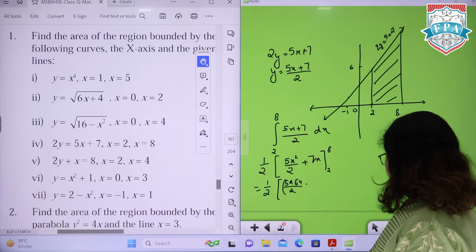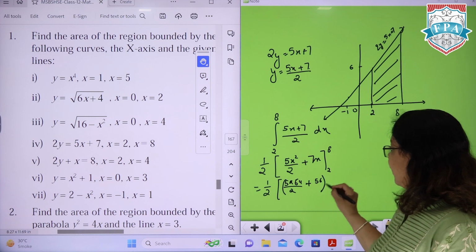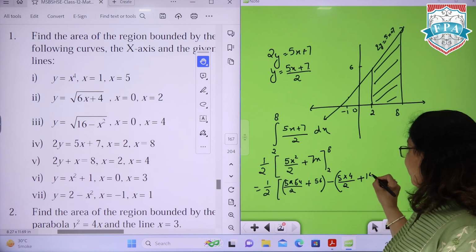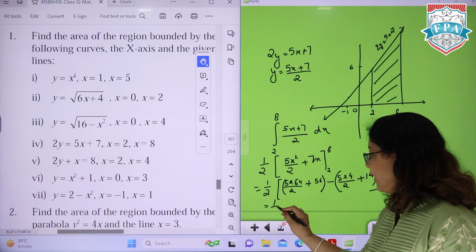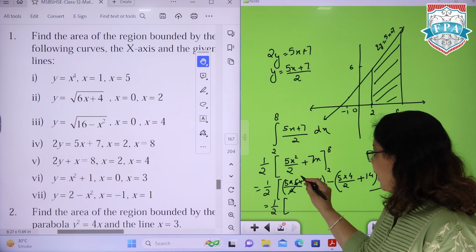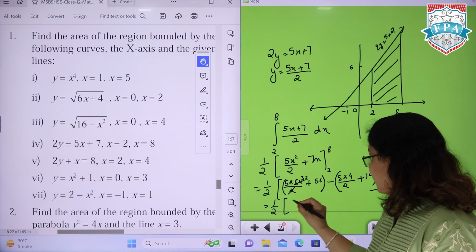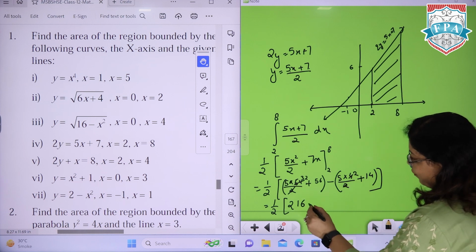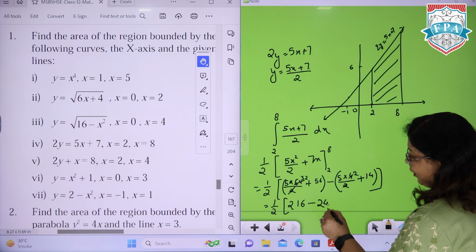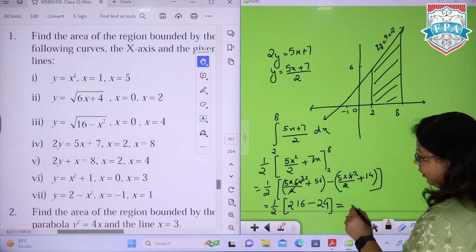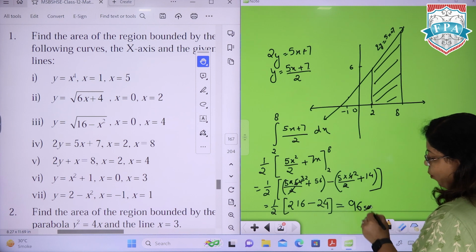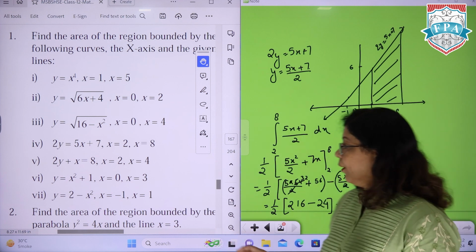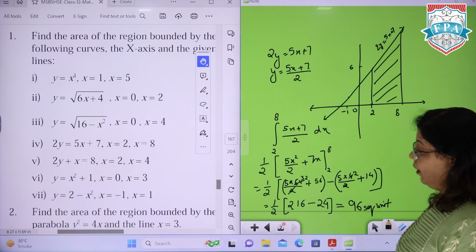First we'll be multiplying by 8 thing. And then get 5 into 4 because we put the value of 2, upon 2 plus 14. Calculate them separately and then you'll get the final answer. So this will come as altogether 160 plus 56, which is 216. Here it's 10 plus 14, which is going to be 24. And then when you calculate the whole thing, your final answer will come as 96 square unit. Please don't forget to write the unit, square unit. So in this manner, we can get the area under the curve here.